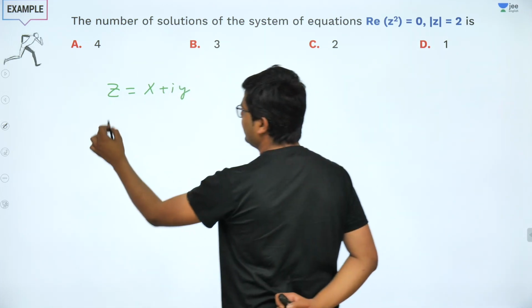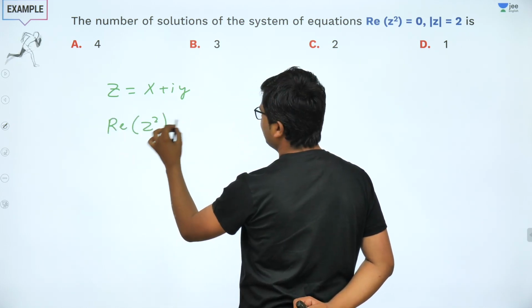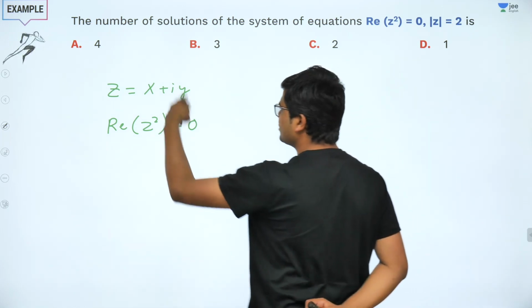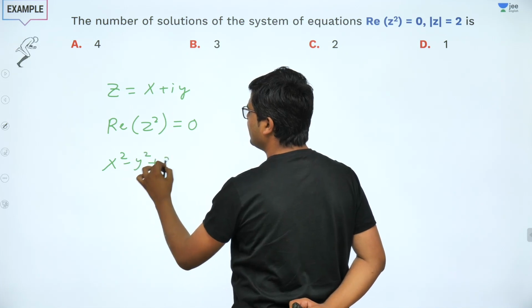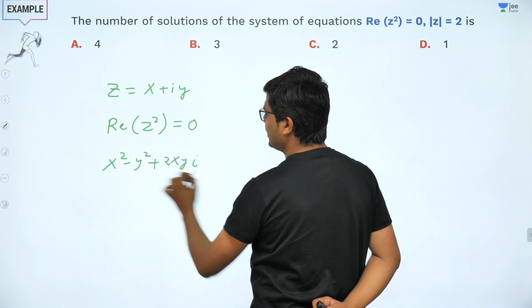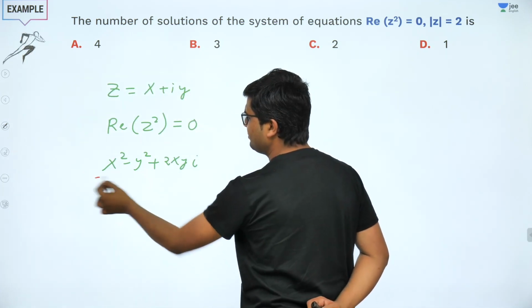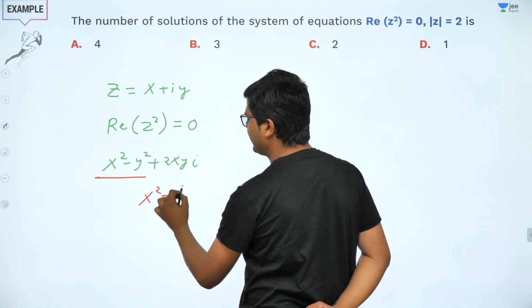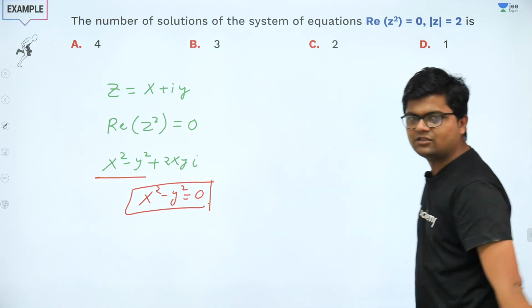Now, the real part of Z square is how much? 0. This we have been given. You can easily find the real part of Z square. Z square will be x square minus y square plus 2xy iota. Now its real part is 0. So from this I can easily find the equation that x square minus y square equals 0.